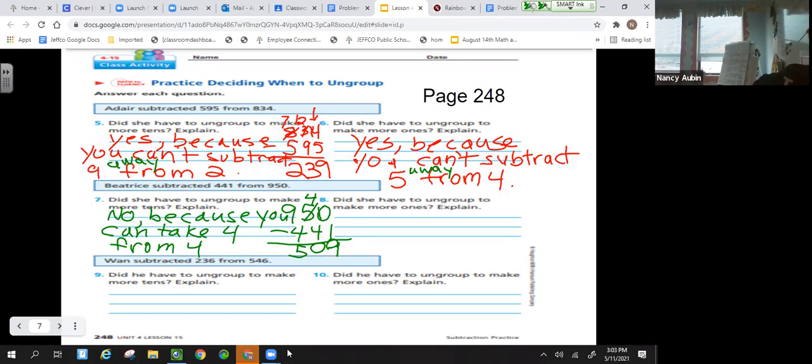Yes, because can we do 0 minus 1? No. Yes, because, and I'll change the words a little, Max. Yes, because you can't do 0 minus 1. That would work as well.